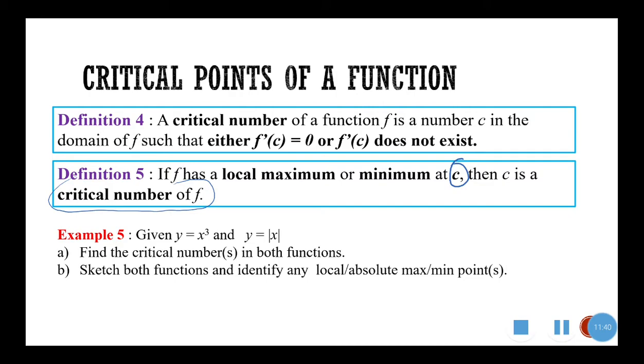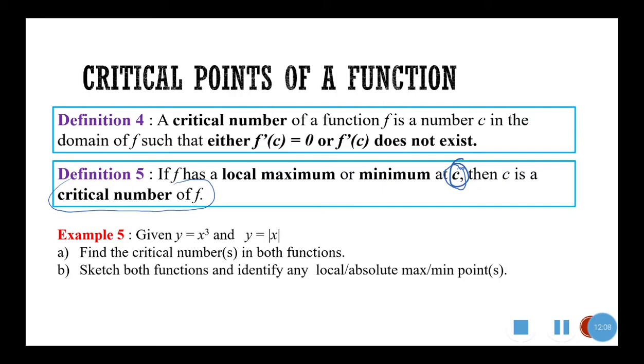To determine a local maximum or local minimum at a value of c, c must actually be a critical number. What is the critical number? The critical number is the value that will make your f prime of c equal to 0 or does not exist. To make you understand easily, let's try example 5.